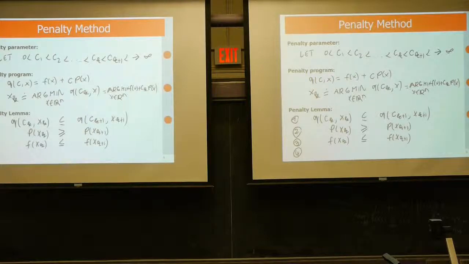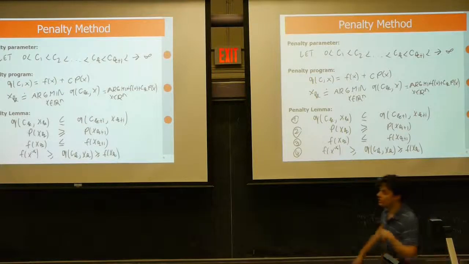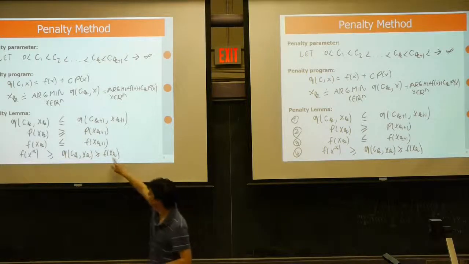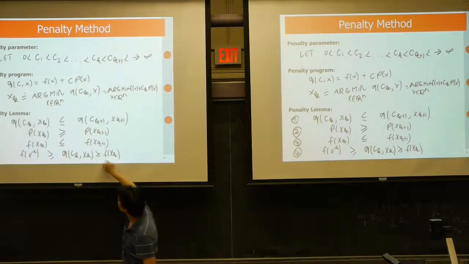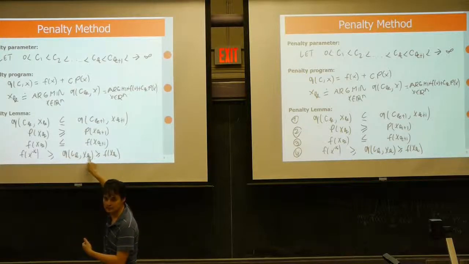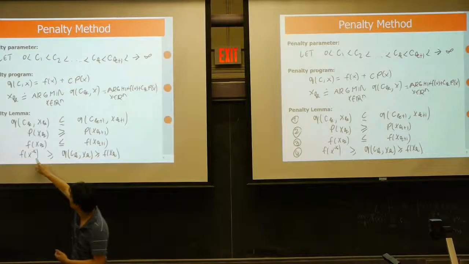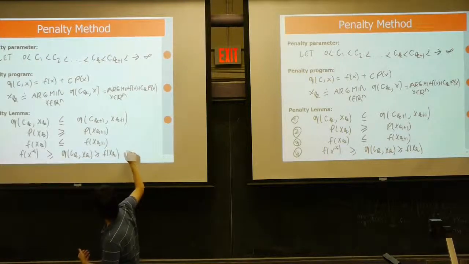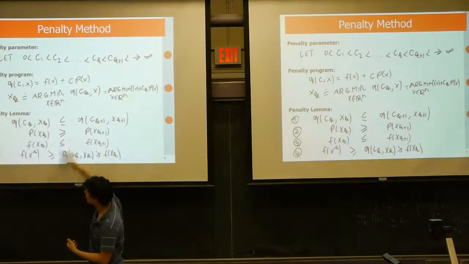And finally, the fourth property is that f of x star. So this is what happens during the algorithm: we generate new points x_1, x_2, x_k, right? That's f(x_k). And we calculate this value in the penalty program, that's Q(c_k, x_k). So actually the penalty program minimizes this function in x, that will be x_k. And this is always less than f(x star), but in the next iteration, this will improve, and we converge to f(x star).